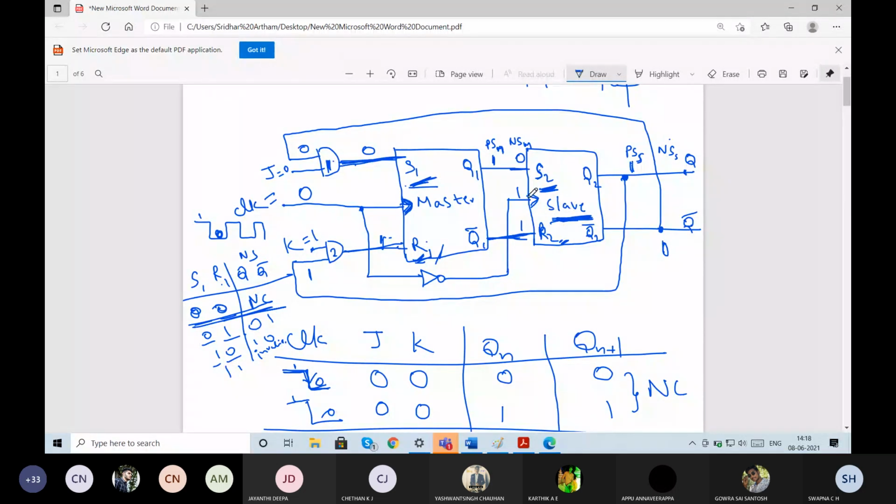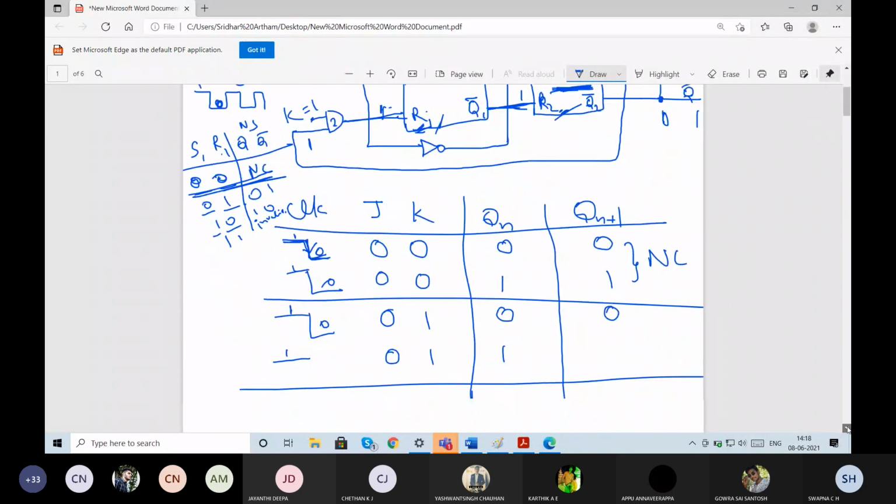Now the slave has got 1 as clock input. What will the slave do? It will check S2 and R2 values. S2 value is 0 and R2 value is 1. S is 0, R is 1. So the output will change to 0 now. So this will be 0 and this will become 1. So when the present state is 1, the next state is changing to 0.